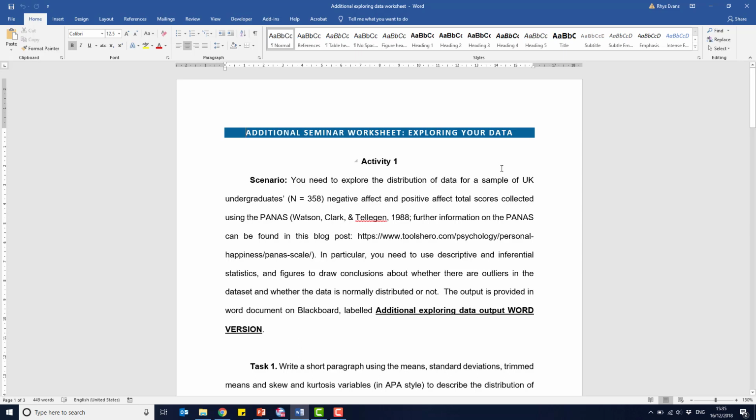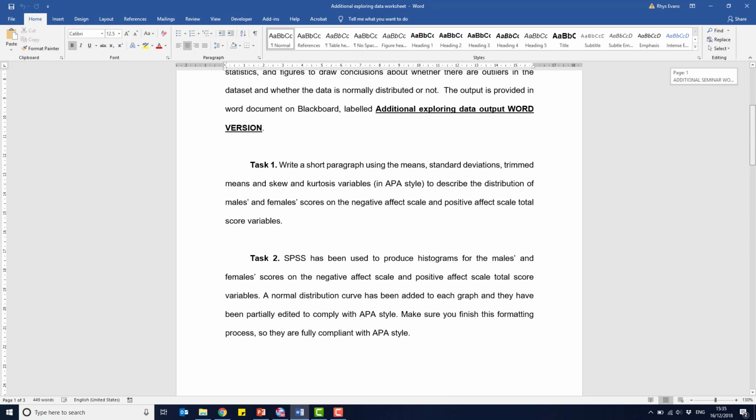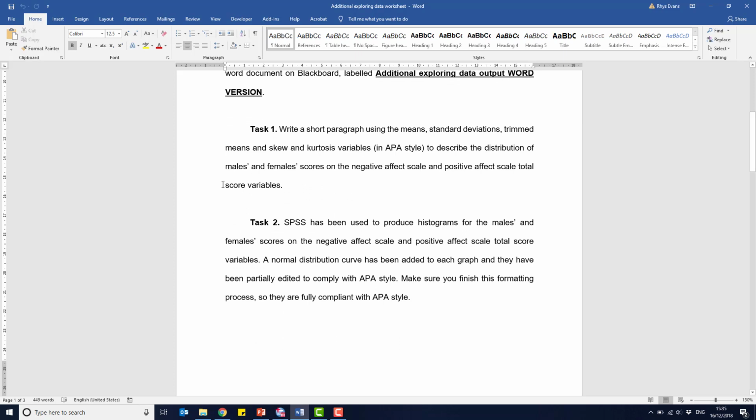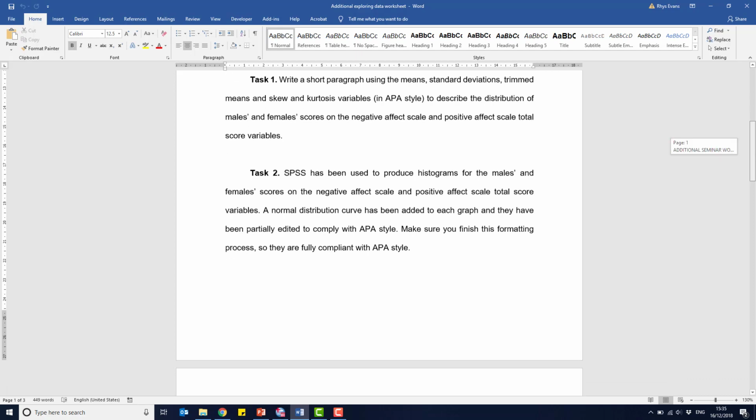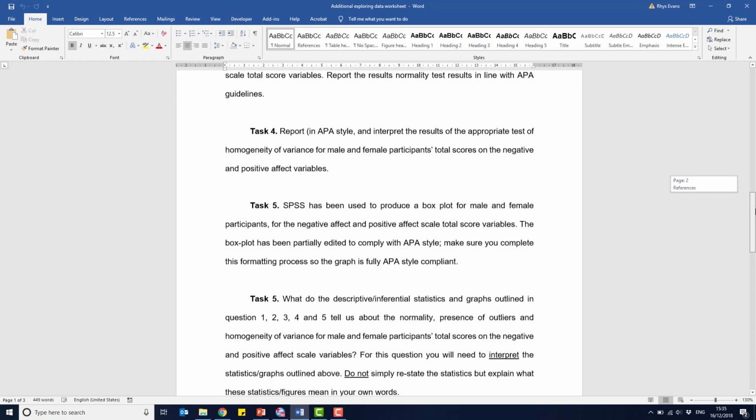Many of the questions are the same as your seminar activity in terms of looking at the means, standard deviations and so on, but this time rather than the whole sample, we're looking at male and female scores separately within the sample. So we're looking at histograms again, but this time by males and females, looking at tests of normality, but again separated out by males and females.